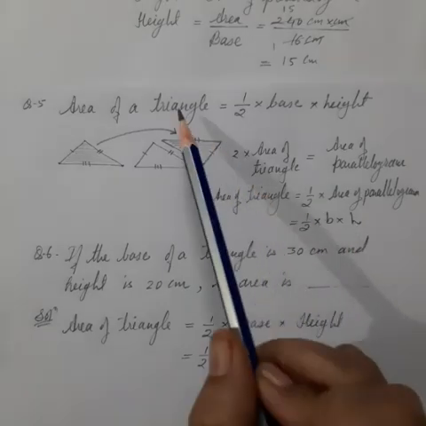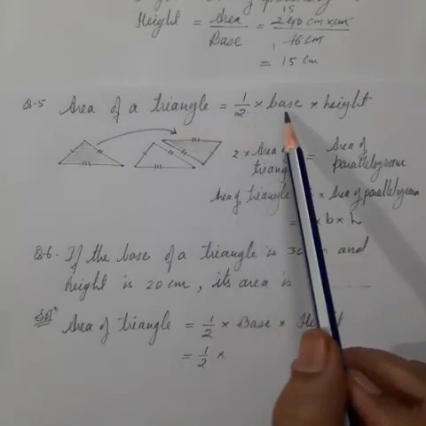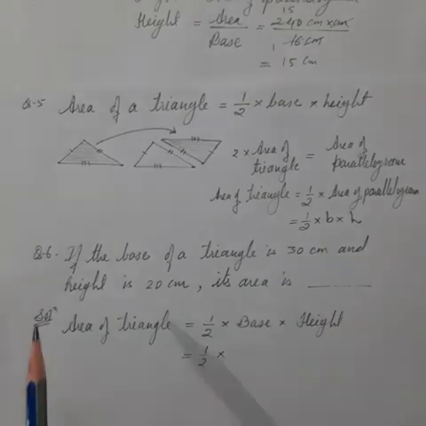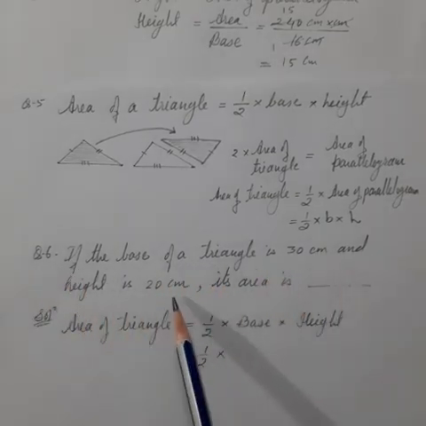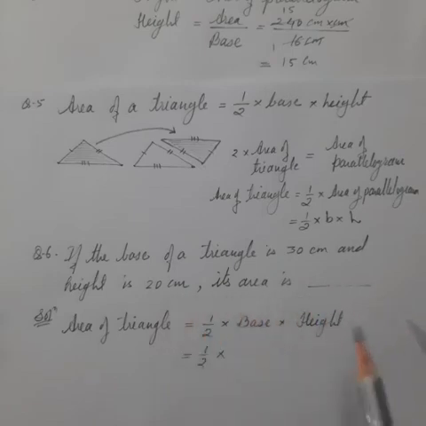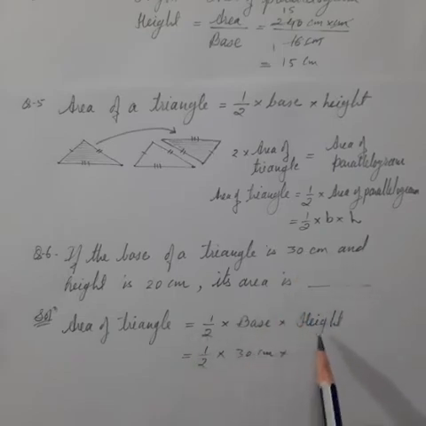So the area of a triangle, we get half base into height. Question 6. If the base of a triangle is 30 centimeter and height is 20 centimeter, what is its area? Area of a triangle is half base into height. Half. Here base is given 30 centimeter and height is given 20 centimeter.